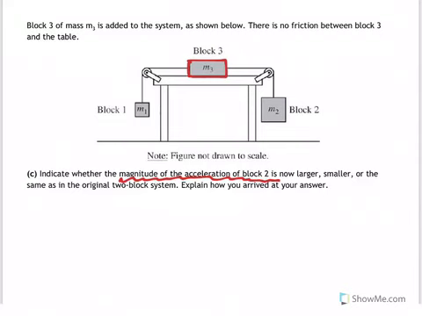If you look at your system, you already know that because this one's heavier, we're going to see acceleration in the downward direction from mass 1. And then mass 1 will accelerate up and block 2 will accelerate down. But then we've got to figure out, is it larger, smaller, or the same as the original 2-block system, and explain how you arrived at your answer. So the linguistic answer first here is that the acceleration will be smaller.